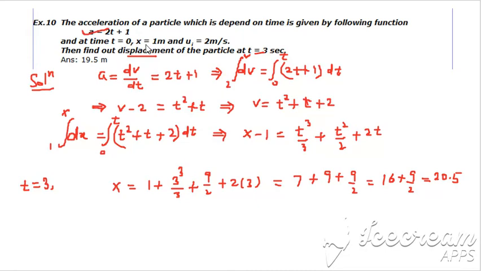Initial position was 1 meter, so the displacement is final position minus initial position. Final is 20.5, initial was 1, so the answer comes out to be 19.5 meters. So that's the answer for this part as given in this.